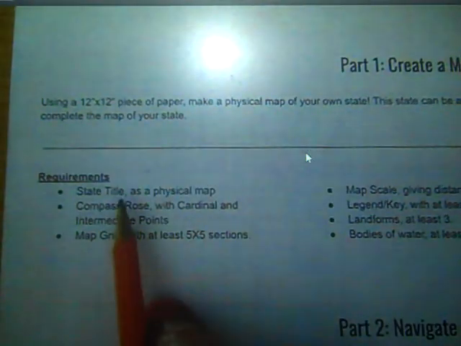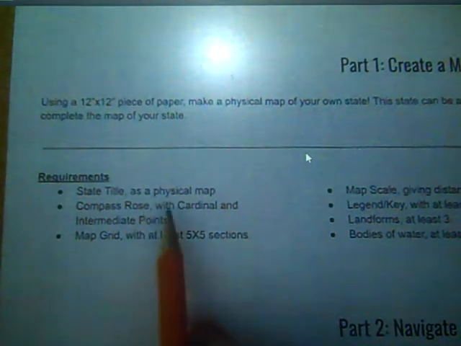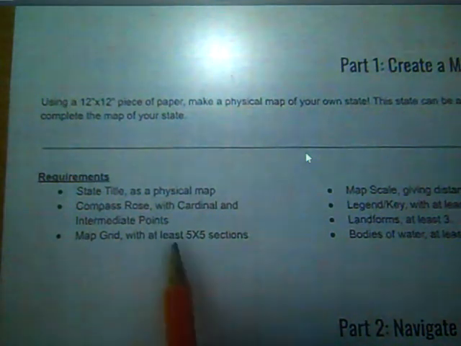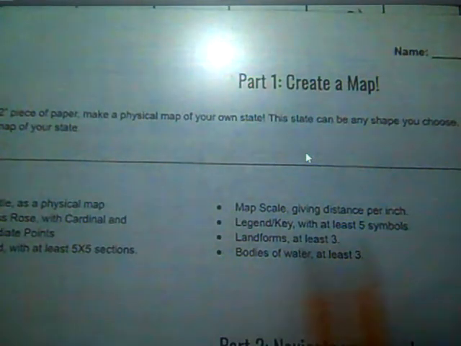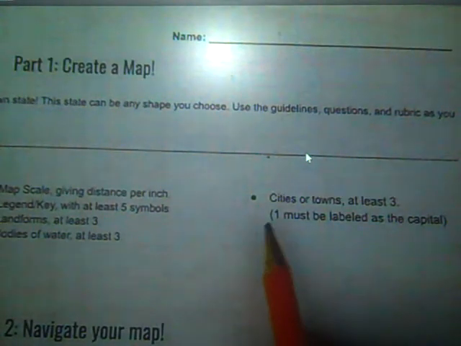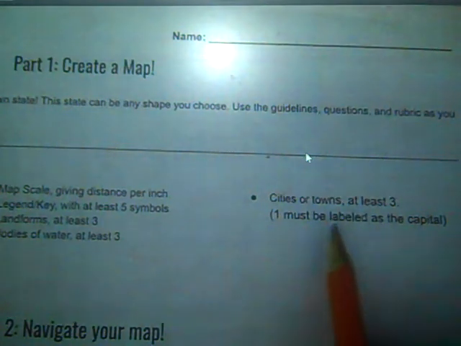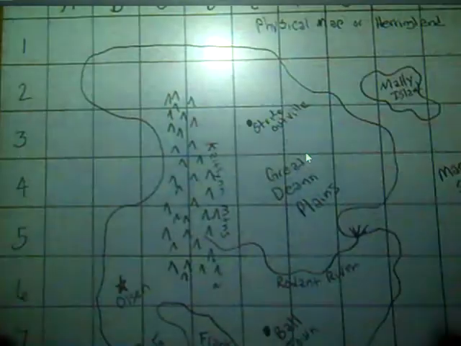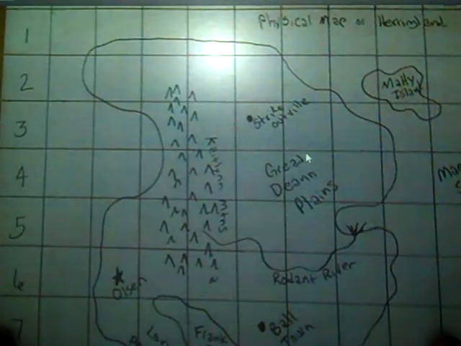The state title, the physical map, a compass rose with all the directions, your map grid with at least a 5x5 section, a map scale, a legend and a key with at least 5 symbols. You need 3 landforms, 3 bodies of water. You need 3 cities, and one of those cities must be your capital. If you have all of this done, and then be sure to color your map, make sure it's completely colored, so that when you are done, your map looks just like the maps that we practice with in class.